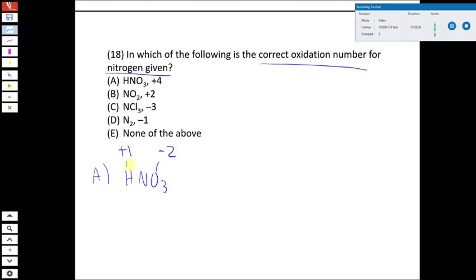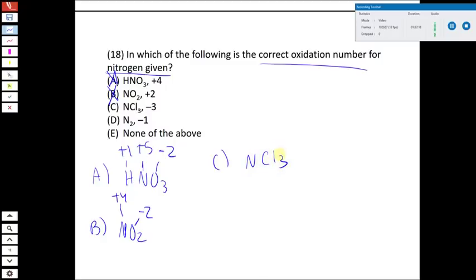So if we have 3 -2s and a +1, that's -5. That means we need a +5 on nitrogen so that they all add up to 0. So for HNO3, the oxidation number on nitrogen would be +5. That's incorrect here. It says +4 for choice A, so that's wrong. We're looking for the one that is correct. For choice B, we have NO2. This one's a little bit more straightforward now because we only have 2 elements. And as I said, in covalent compounds, or any compound with very few exceptions, oxygen is going to be -2 for its oxidation number. So if we have 2 -2s, what does nitrogen have to be to add up to 0? +4. So we have 2 -2s, we have a +4, they add to 0. That is also wrong then. That should be +4. In choice C, we have NCl3.